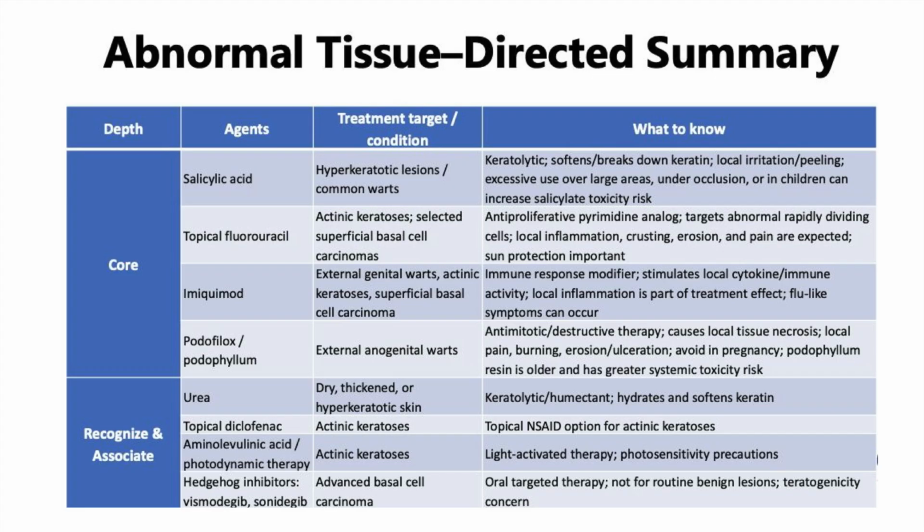So finally, vismodegib and sonidegib block hedgehog signaling and are reserved for advanced basal cell carcinoma, with teratogenicity being a major concern here. And I always just remember that sonidegib is used for hedgehog because sonic, but then I just remember the degib is part of vismodegib again, so I remember that it has to do with hedgehog.